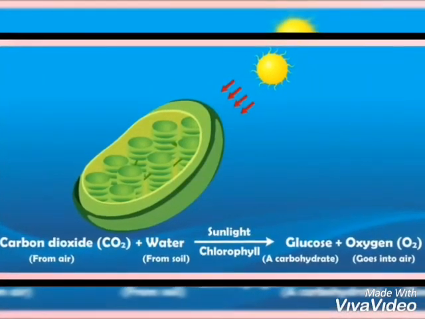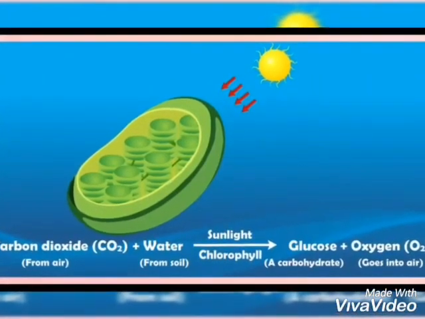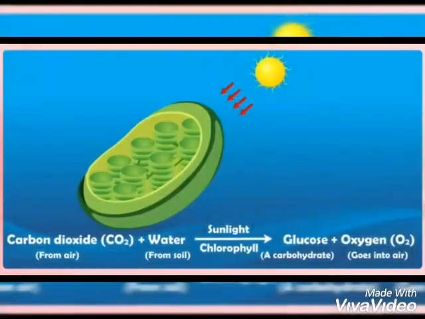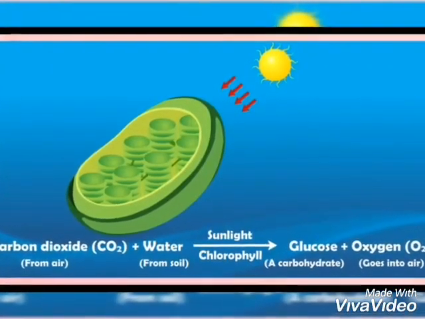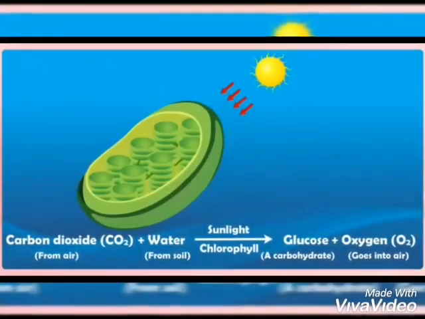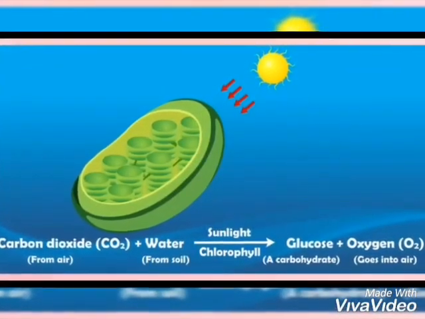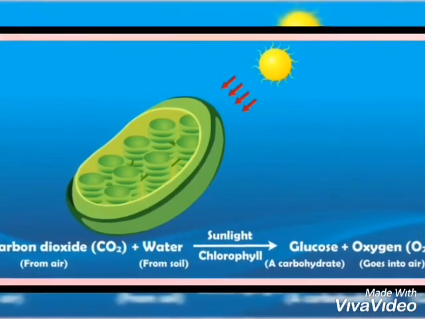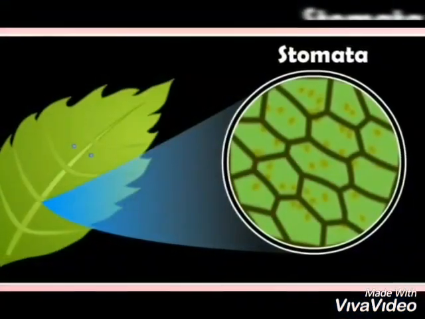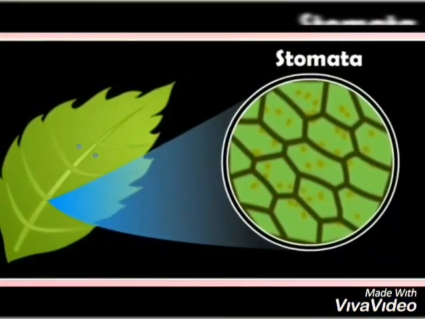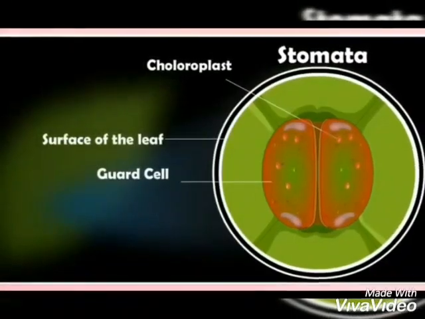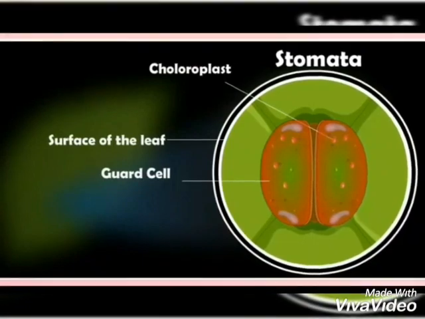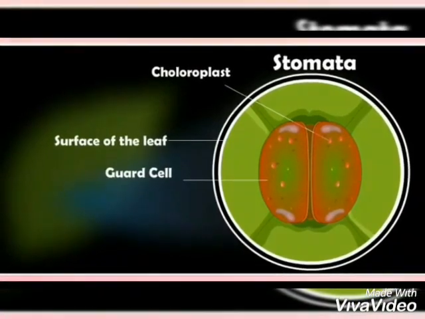And the main condition necessary for photosynthesis is chlorophyll. It is usually present in the leaves in structures called chloroplasts. The chlorophyll absorbs the light energy, and the carbon dioxide is absorbed through a small opening in the leaf called stomata. Stomata is plural and the singular form is stoma. It is present on the underside of the leaves.